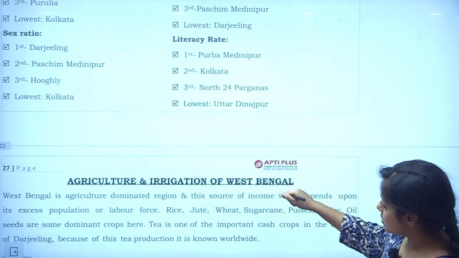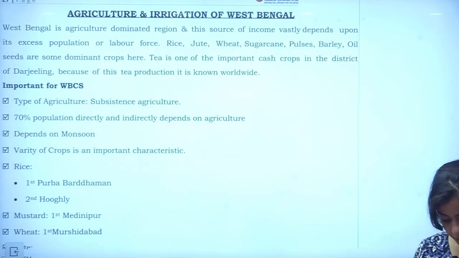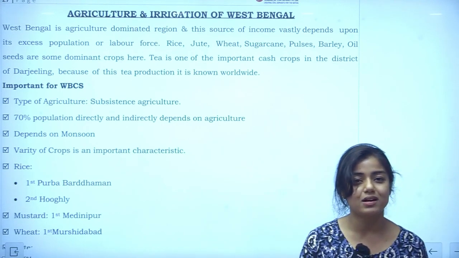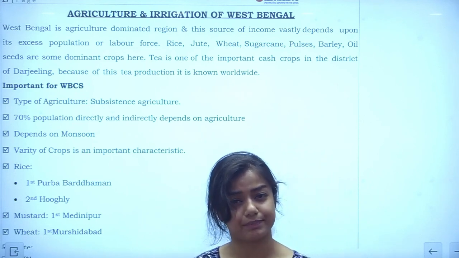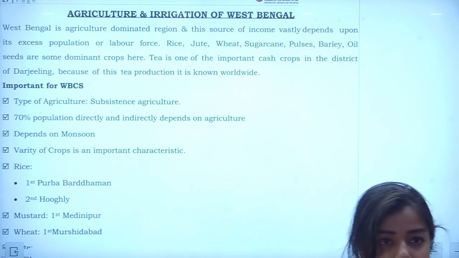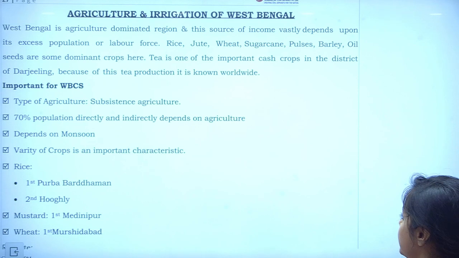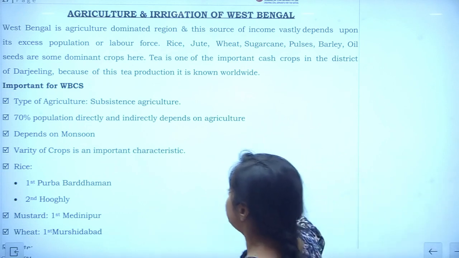Now we go to the next chapter, which is agriculture and irrigation. West Bengal is a state where the primary sector is very much predominant, especially in Malda, Murshidabad, Birbhum areas. So you have to study the crops, which crops are dominant in which districts. You have to study those parts. So this is just a list of that.